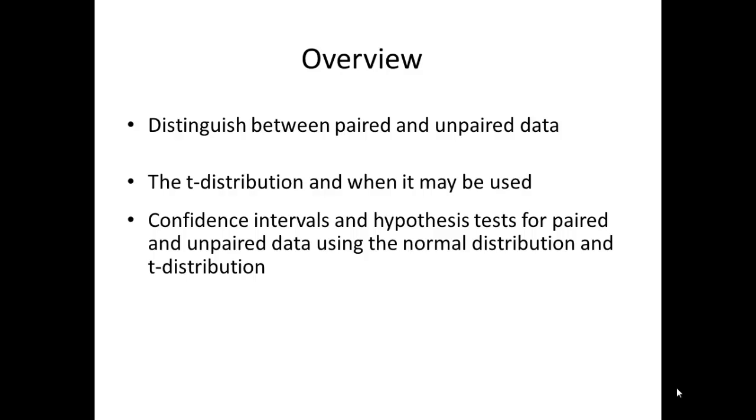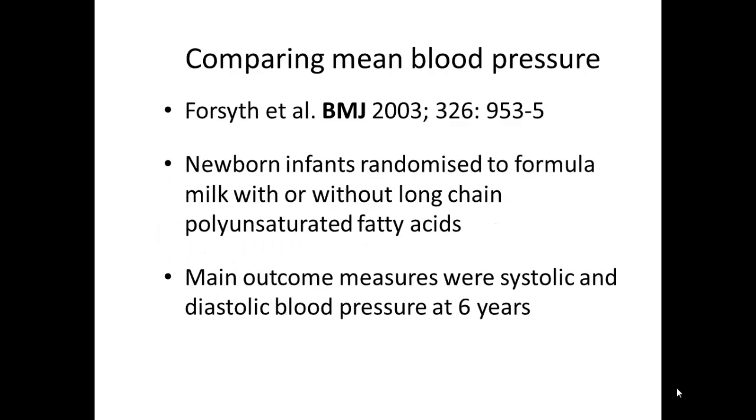So we'll first of all distinguish between paired and unpaired data. We'll also take a brief look at the t-distribution, and in particular we're interested in when and why it is used instead of the normal distribution, which we've already come across. We'll also cover confidence intervals and hypothesis tests for paired and unpaired data using the normal distribution and the t-distribution. So let's first get a handle on paired and unpaired data using a couple of examples.